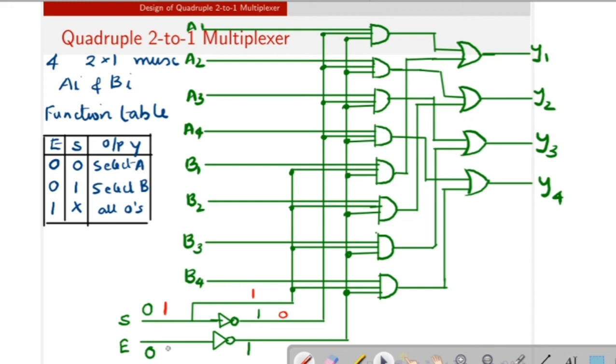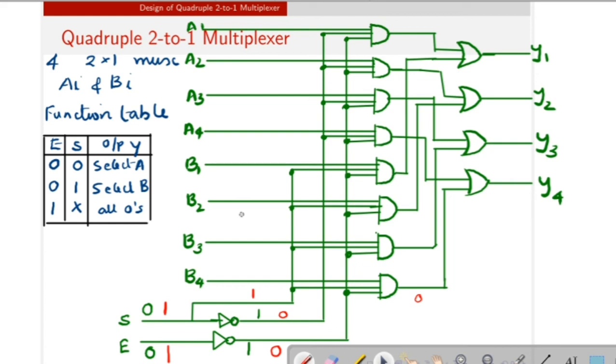When enable input is equal to 1, then all the AND gates receive 0. One of the inputs of the AND gate is 0 means its output is 0. That means all the outputs will become zeros. So that is the purpose of the enable input. When enable input is equal to 0, then only we get the output. When enable input is equal to 1, whatever the selection lines may be, all outputs are zeros. Clear? So that is the working of the quadruple 2 to 1 multiplexer.